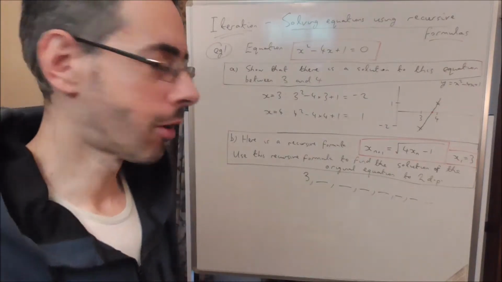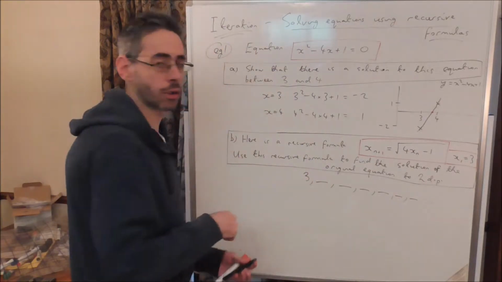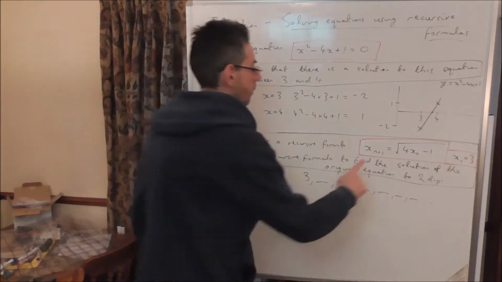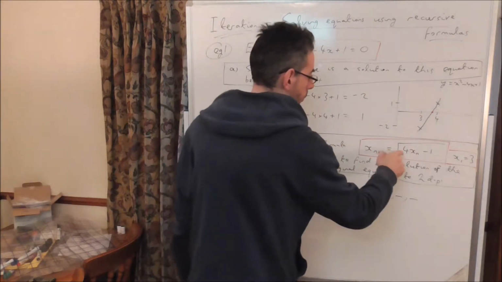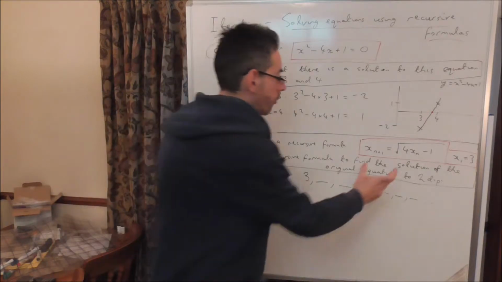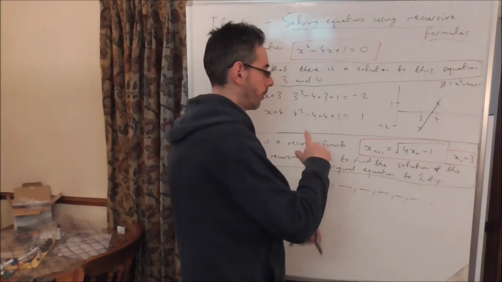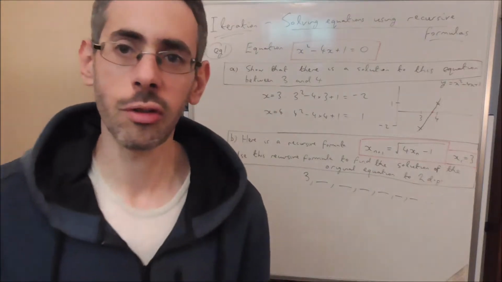So what you can do on your calculator is you press 3 equals to store 3, the first term, into the calculator. And then you have to enter this formula: square root of 4 times answer minus 1. And all that needs to be under the square root sign. So you type in square root of 4 times answer minus 1. Keep pressing equals and see what happens.